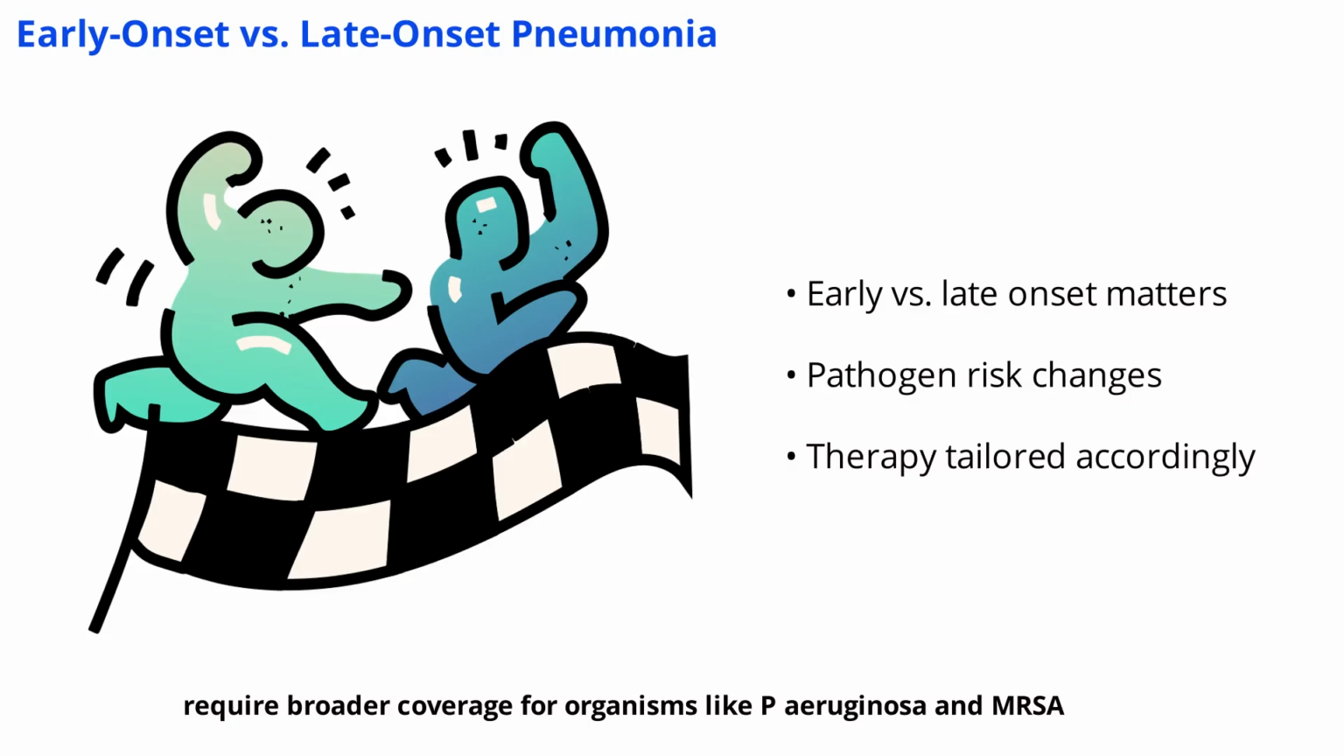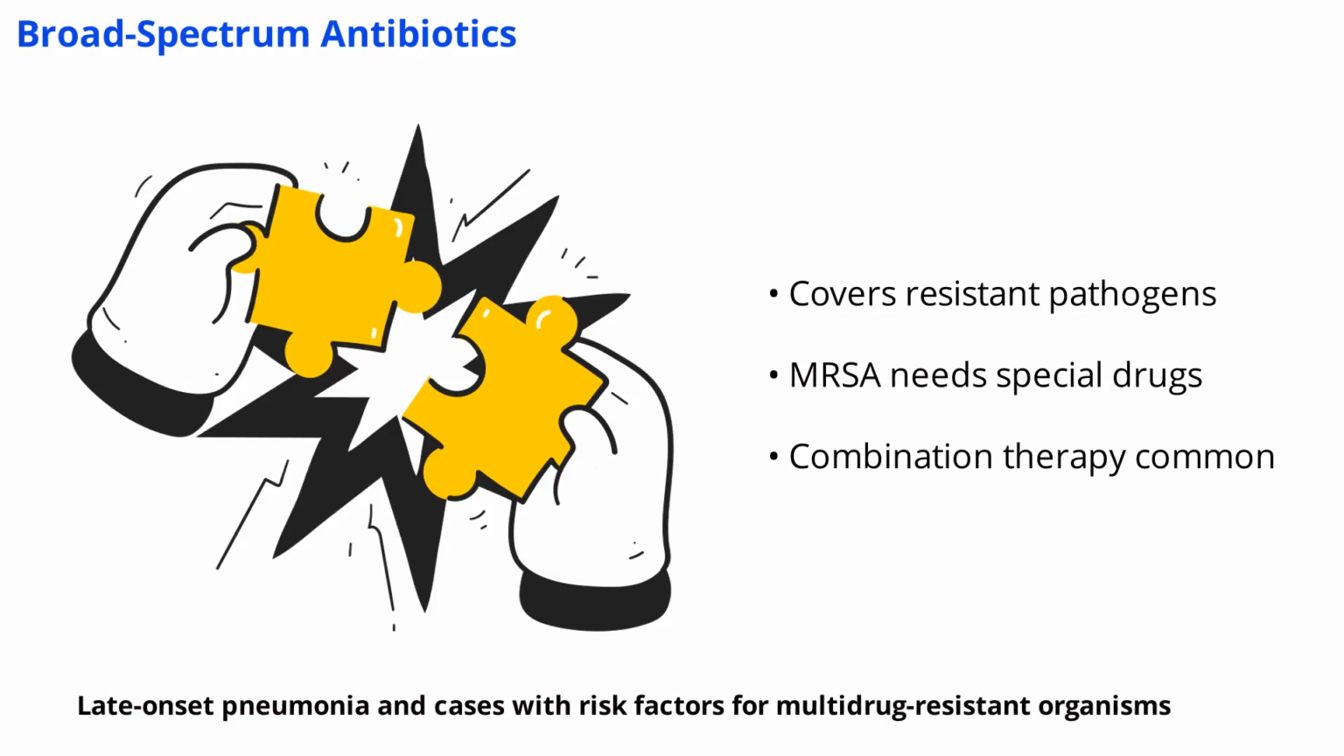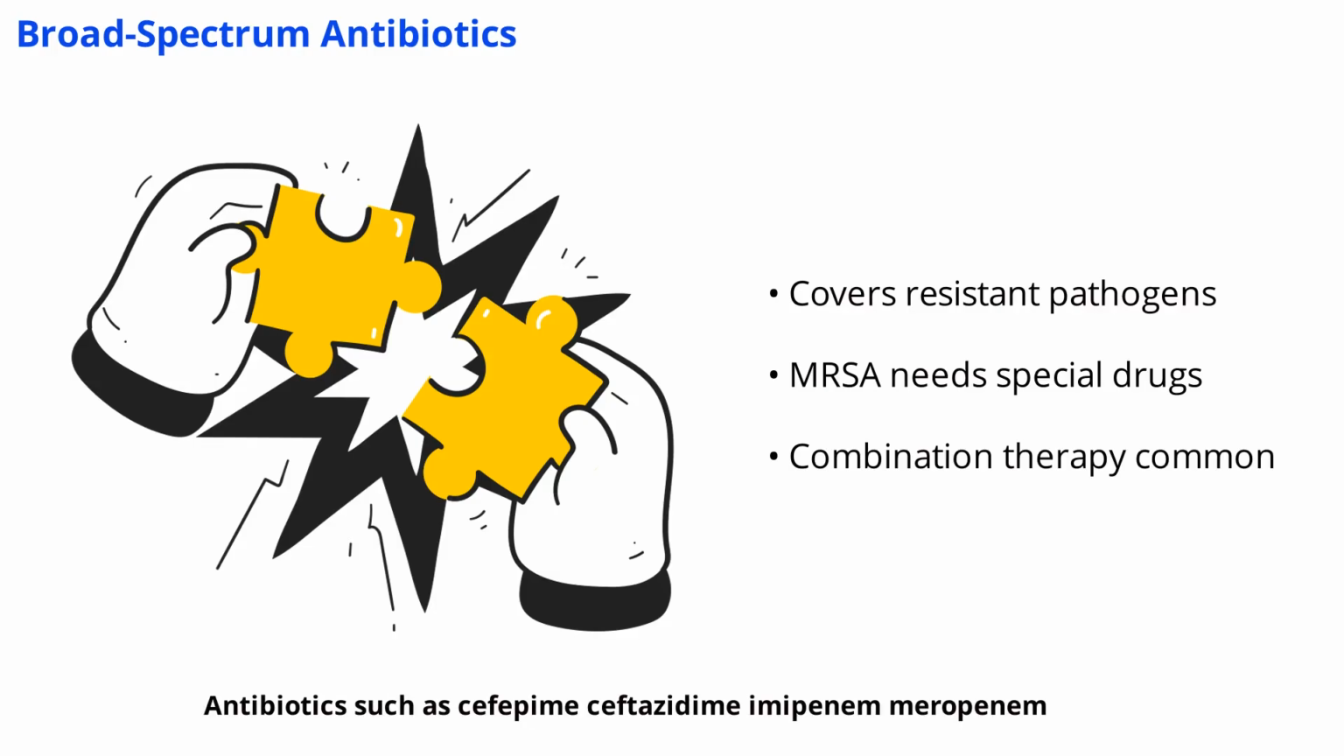aeruginosa and MRSA. Late-onset pneumonia in cases with risk factors for multidrug-resistant organisms requires empirical therapy that covers a wider range of pathogens. Antibiotics such as cefepime, ceftazidime, imipenem, meropenem, piperacillin/tazobactam, and aminoglycosides are commonly used. If MRSA is suspected, vancomycin or linezolid should be added to the regimen.